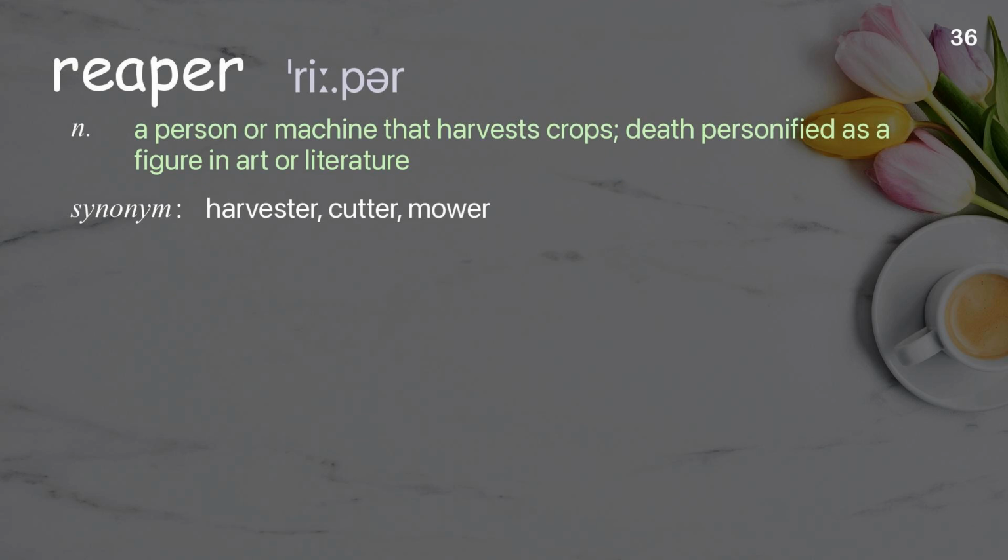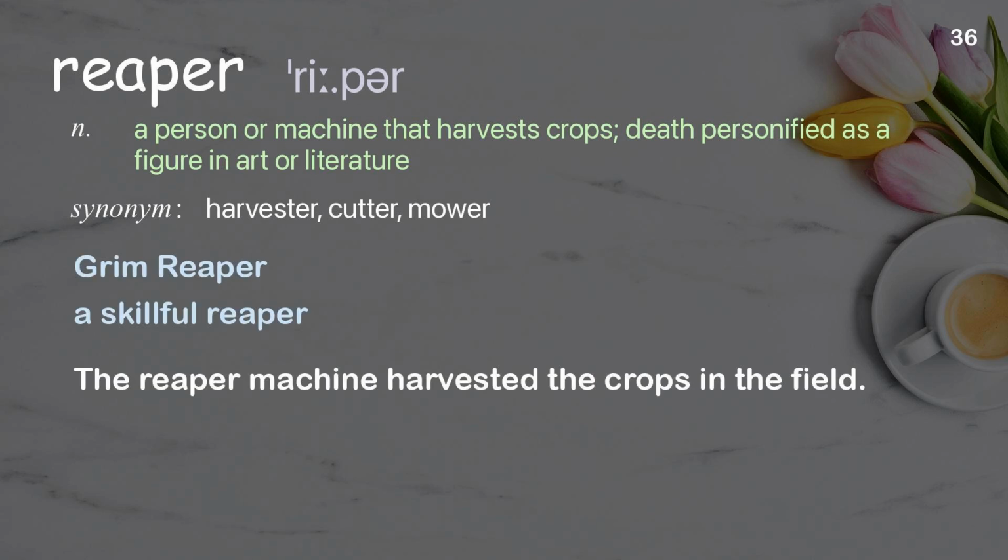Reaper. A person or machine that harvests crops, death personified as a figure in art or literature. Examples: Grim Reaper. A skillful reaper. The reaper machine harvested the crops in the field.